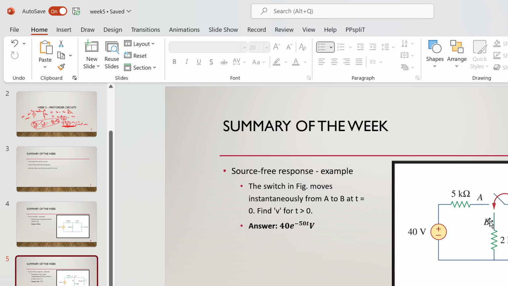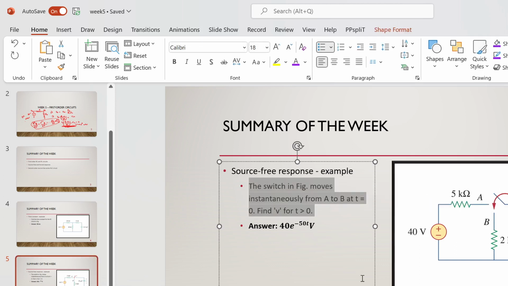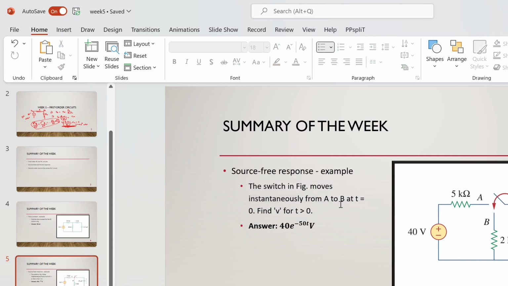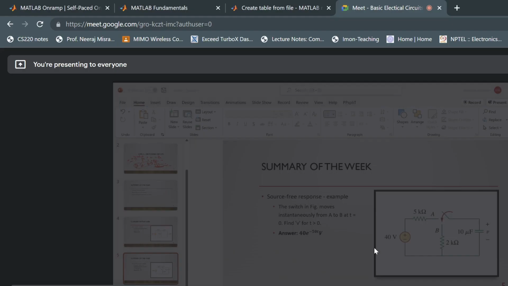So basically the question is: what will be the voltage V for time t greater than 0? The question is also written here. The switch in the figure moves instantaneously from A to B at time t equal to 0. So find the voltage V for time t greater than 0. How should I proceed in this case? Any help that you can give me?